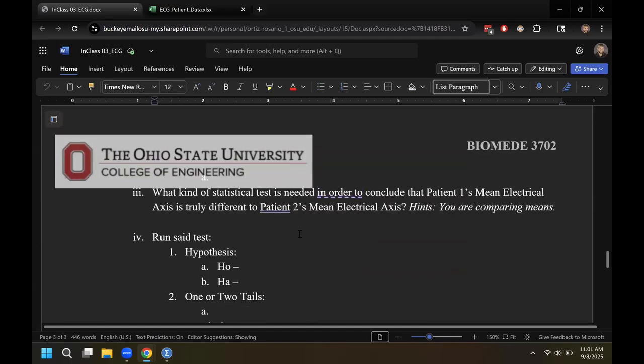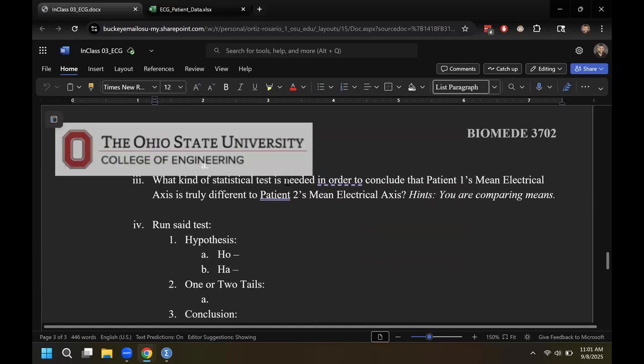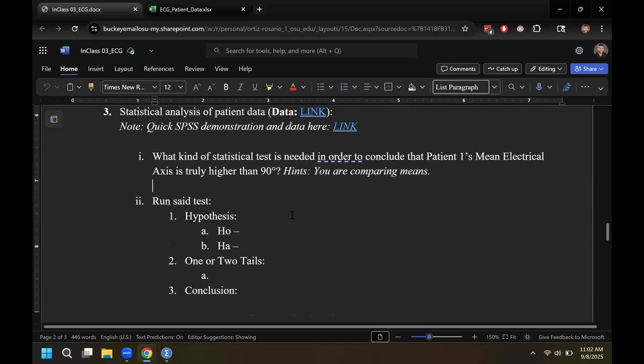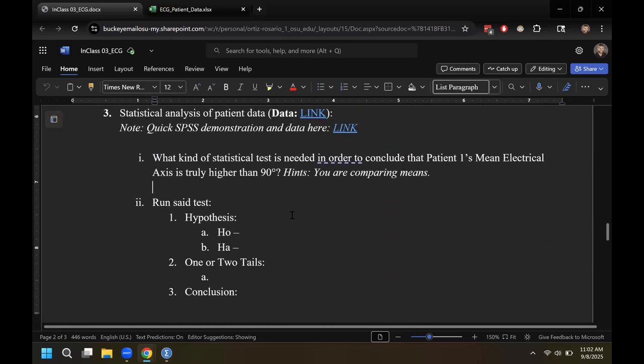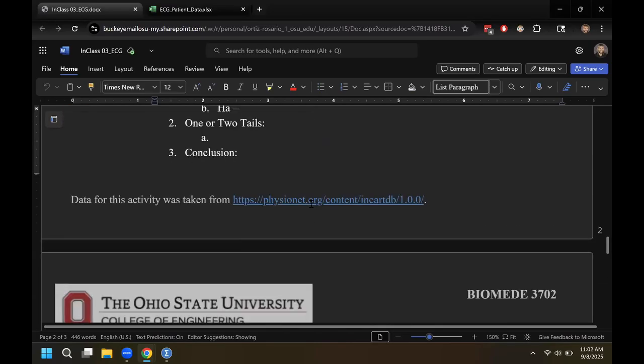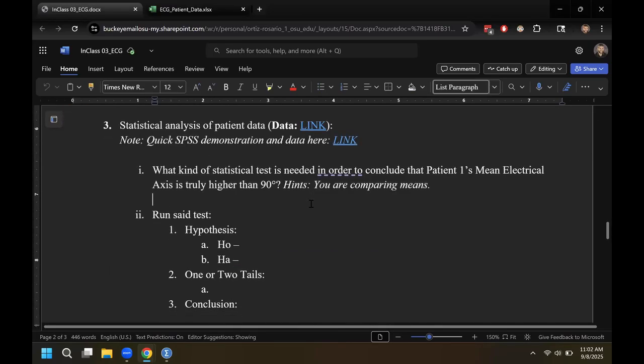And then the second is what kind of statistical test is needed in order to conclude whether patient one's mean electrical axis is different than patient two. And I run a second test. So what I'm going to go ahead and do is I'm going to run multiple tests. This one probably is going to be a little bit more telling when I run the tutorial, but the other one, I think I want you to think about a little bit from the test that I'm going to run.